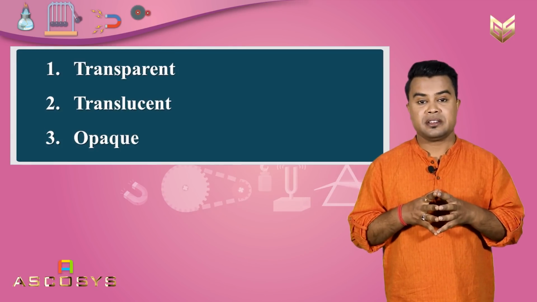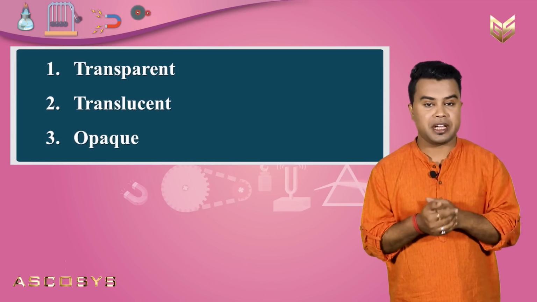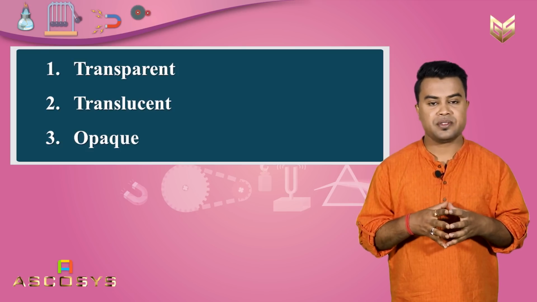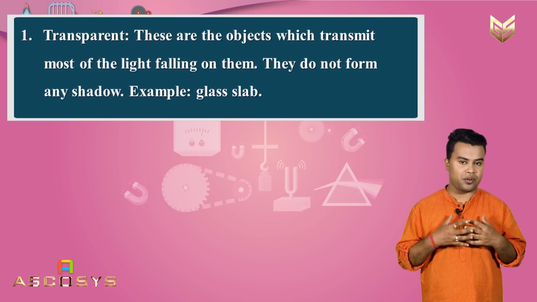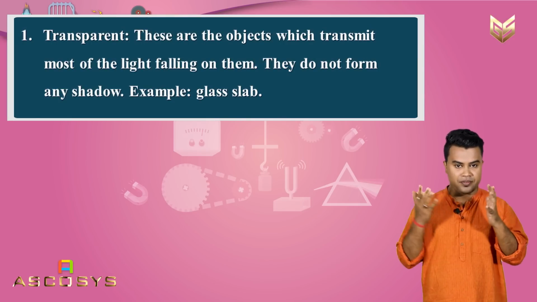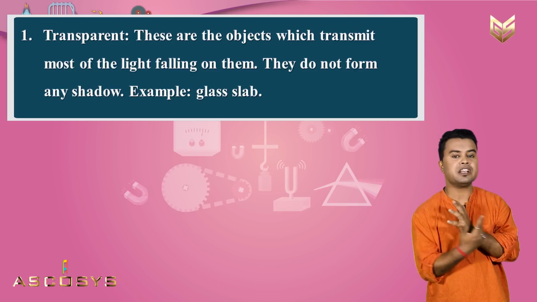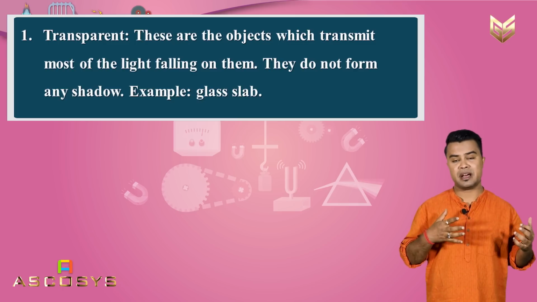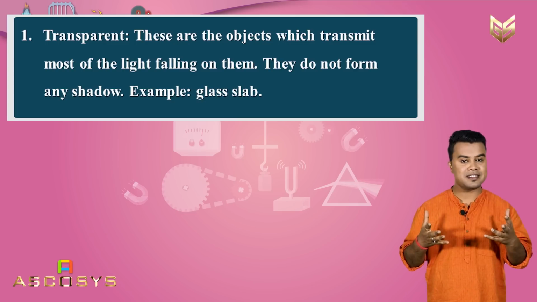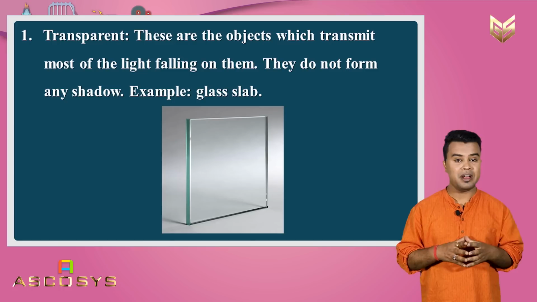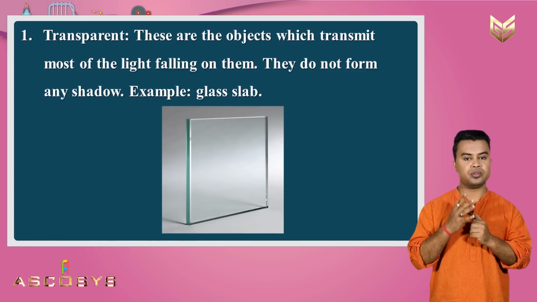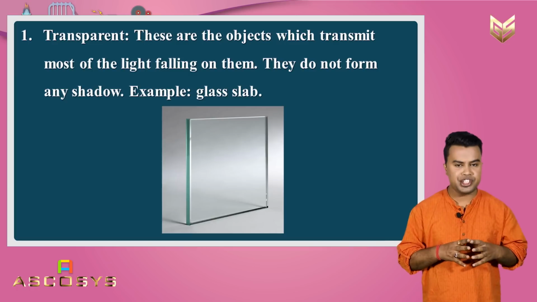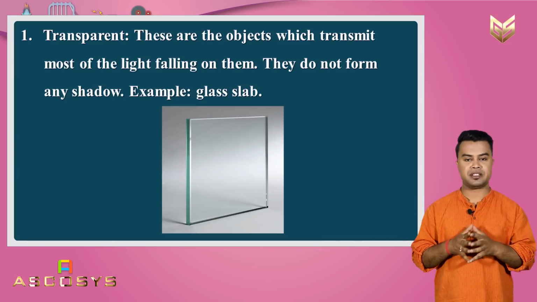Now there are three types of medium through which light can pass or cannot pass. As for example, these are the objects which transmit almost all the light falling on them. So whenever light falls on them, the light rays pass through them. Example, glass or glass slab. Whenever light falls on them, light completely passes through. They do not form any shadows, because the light passes through them.